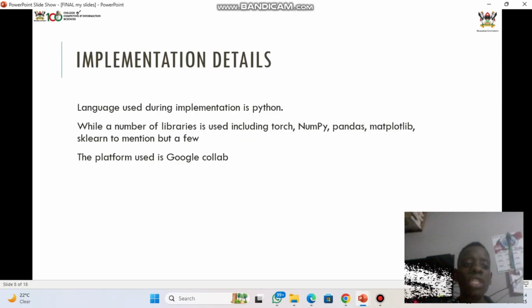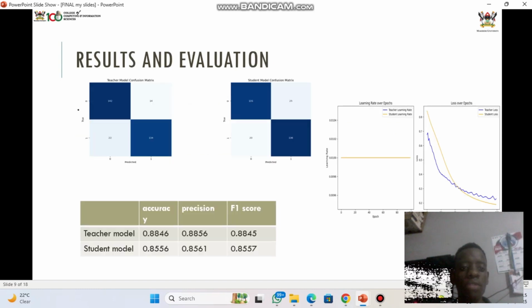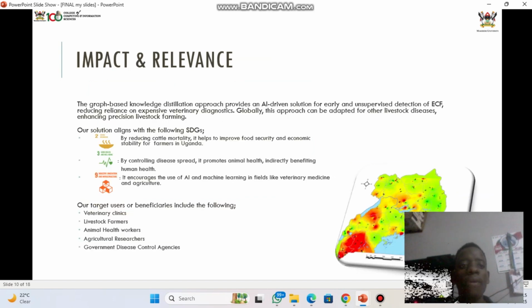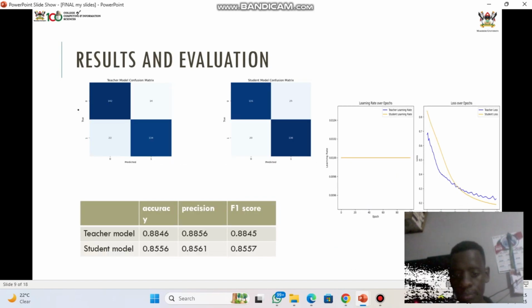For the implementation details, the language used during implementation is basically Python. A number of libraries were used, including Torch, NumPy, Pandas, Matplotlib, and sklearn. These are some of the results we obtained, the teacher and student models. Let me invite my colleague to start from here.